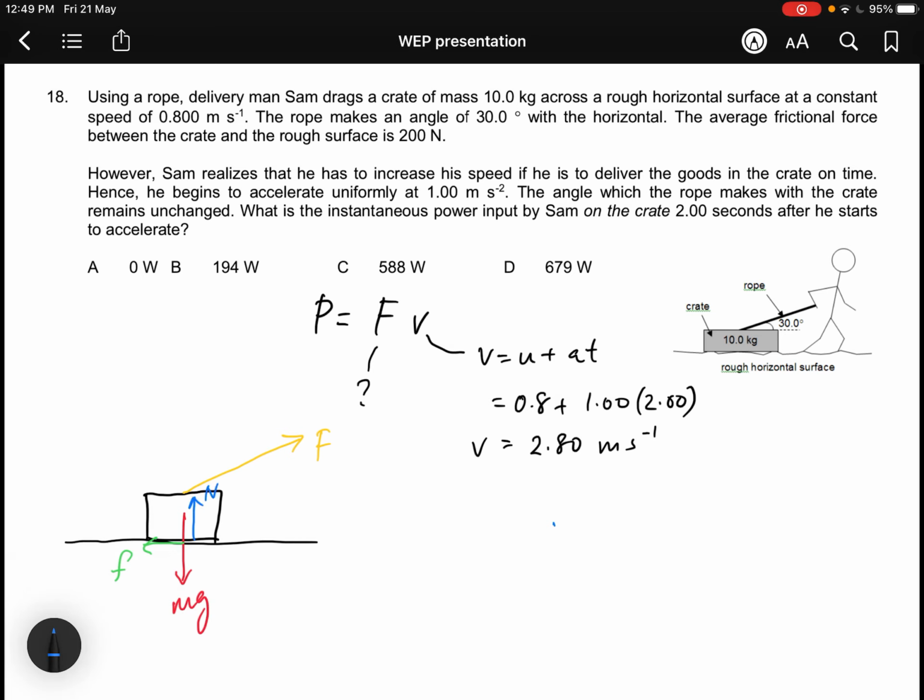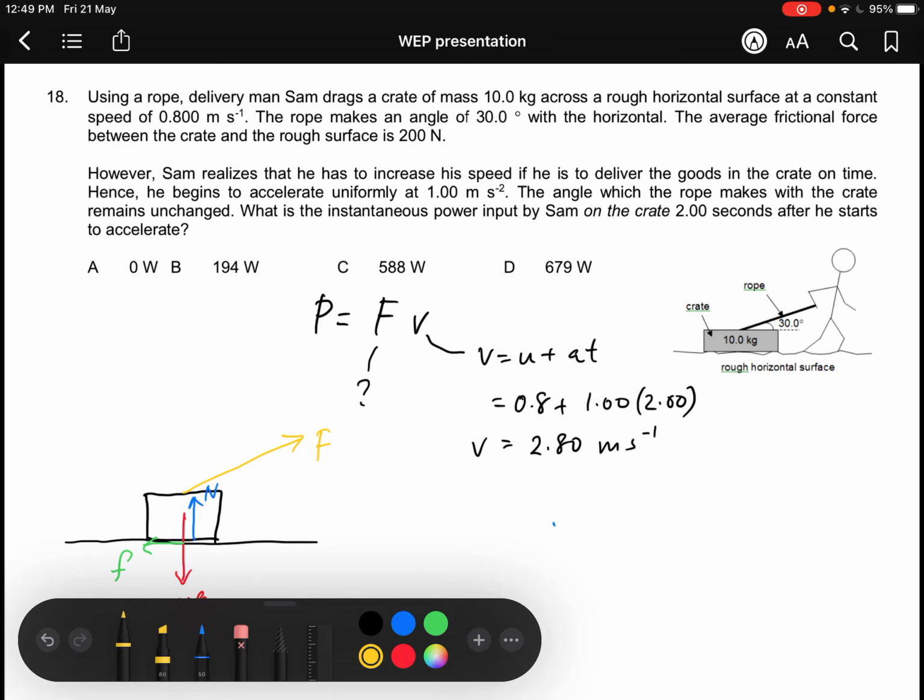Okay, you notice that the normal contact force is smaller than mg because in the y direction, the vertical component of Sam's pulling force will combine with the normal contact force to support the whole weight. So that is why the normal contact force is not equal to mg but smaller.